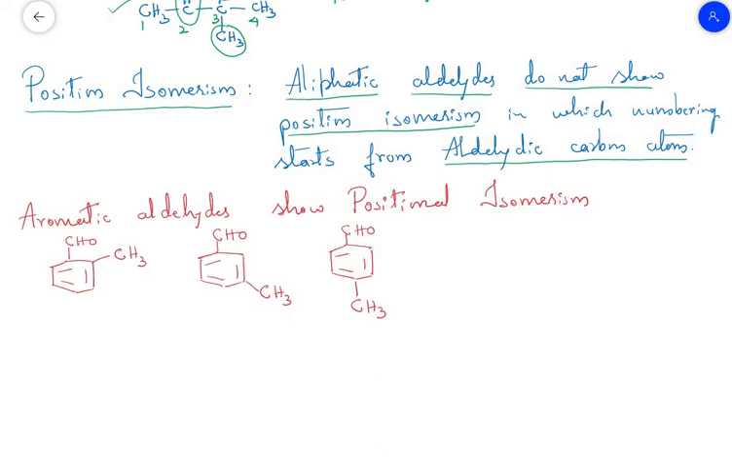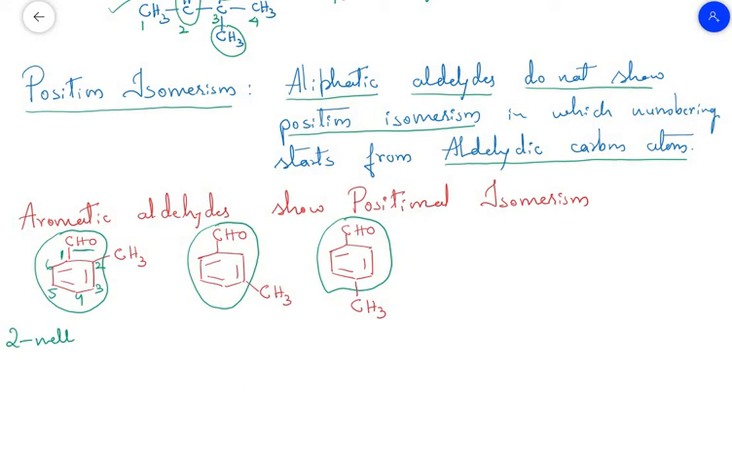But students, in the case of aromatic aldehydes they show positional isomerism. So we have 3 examples here. In these 3 examples we have benzaldehyde common to all, but you can see that the position of the methyl group is not the same. This is the functional group, called CHO. It will always have number 1, and this becomes 2, and here we have 3, 4, 5 and 6. So the name of this compound is 2-methyl benzaldehyde.